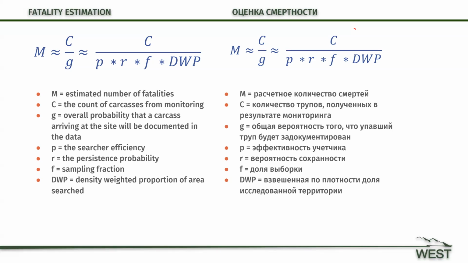This carcass count, C, is raw data that come directly out of the field. F is known from the study design, and the other 3 components, the searcher efficiency, carcass persistence, and density weighted proportion, we're going to use statistical estimators to approximate.